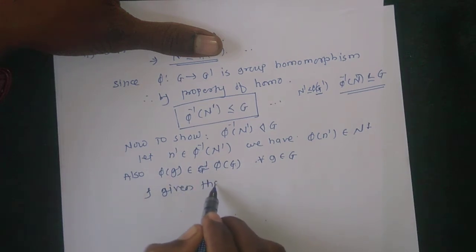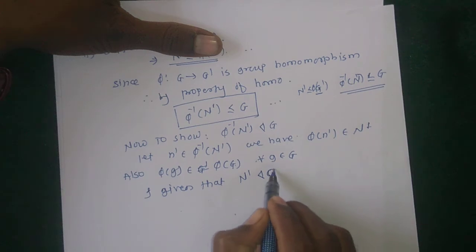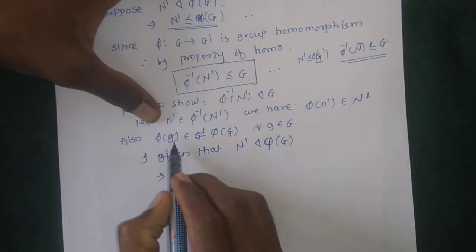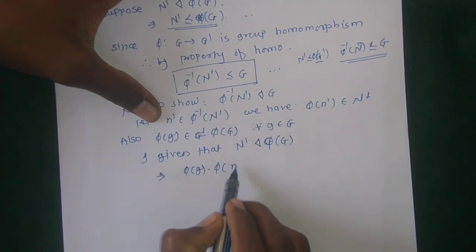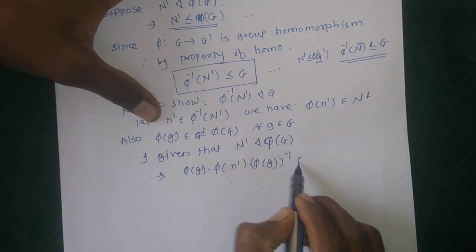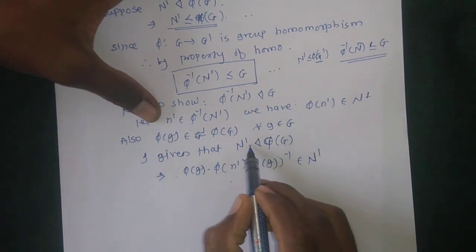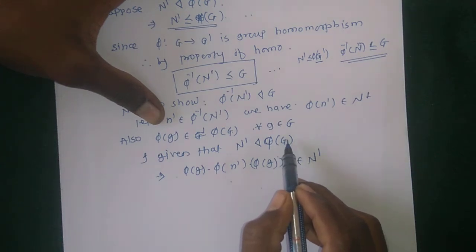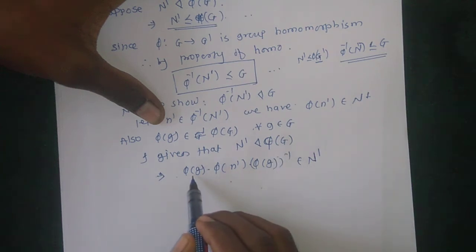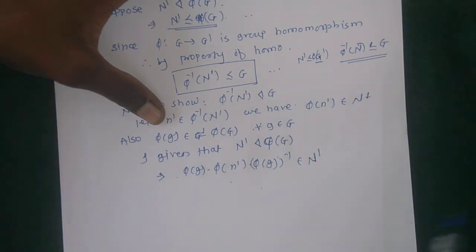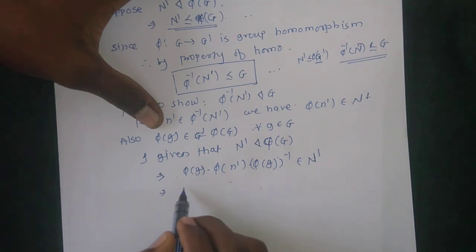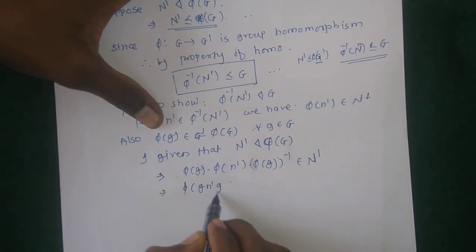Given that N' is a normal subgroup of φ(G), which implies that by definition of normal subgroup, φ(g) φ(n) φ(g)⁻¹ belongs to N', because N' is a normal subgroup of φ(G), and a normal subgroup of φ(G) means the image set of G, where elements of the image set are of the form of images of elements in G, meaning φ(g) for all g belongs to G. So using this, φ(g) φ(n) φ(g)⁻¹ belongs to N'.